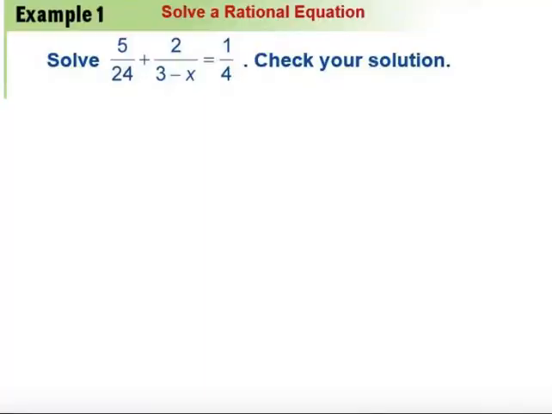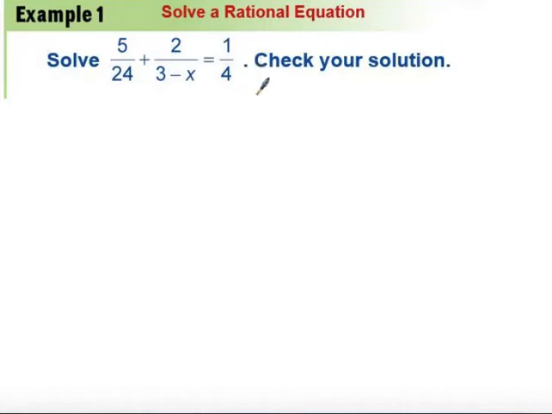So in our first example, we need to add these two rational expressions together and have it set equal to 1/4. Now, ultimately, what we're doing is we're solving. So simply, we need to solve for x here. So we're going to have to combine our like terms.